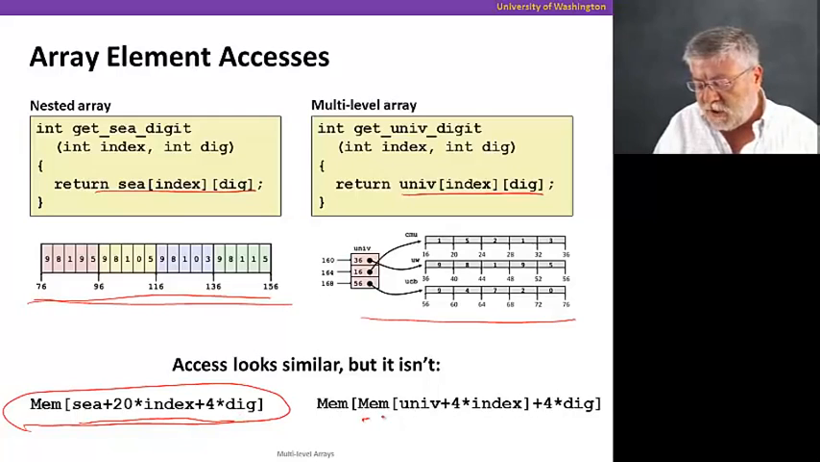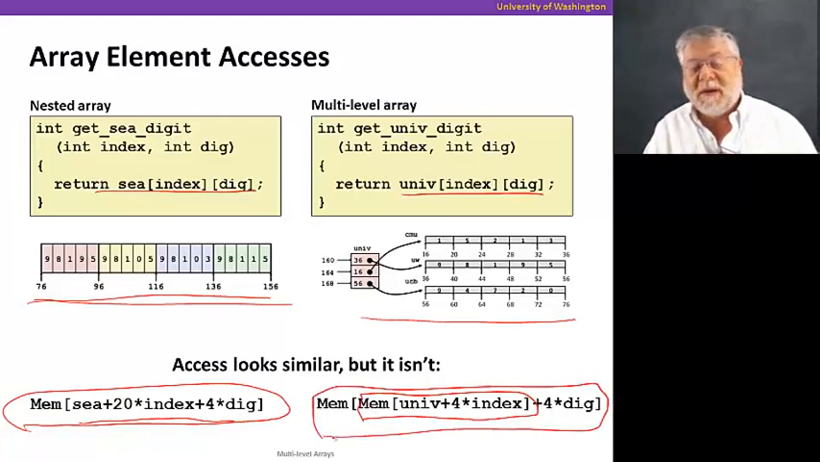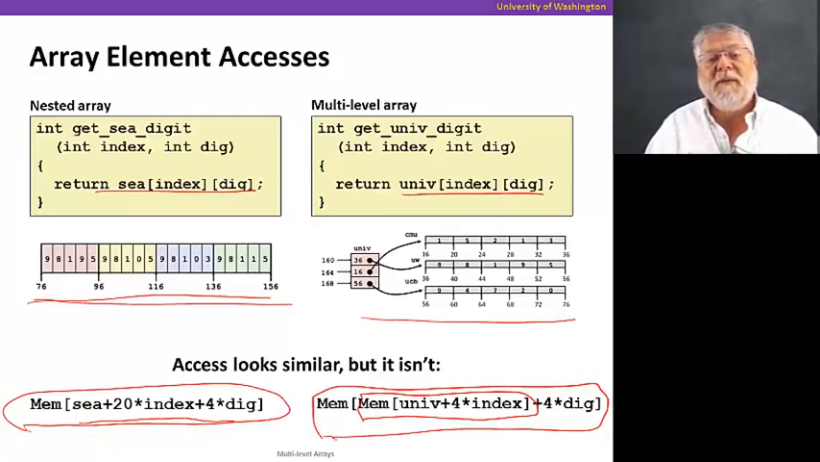Here we have to do it in two parts. First, to get the pointer, and then to add on the offset and access again. So two memory accesses. So these arrays are a little bit more expensive in performance because we have to do those two memory accesses rather than one.